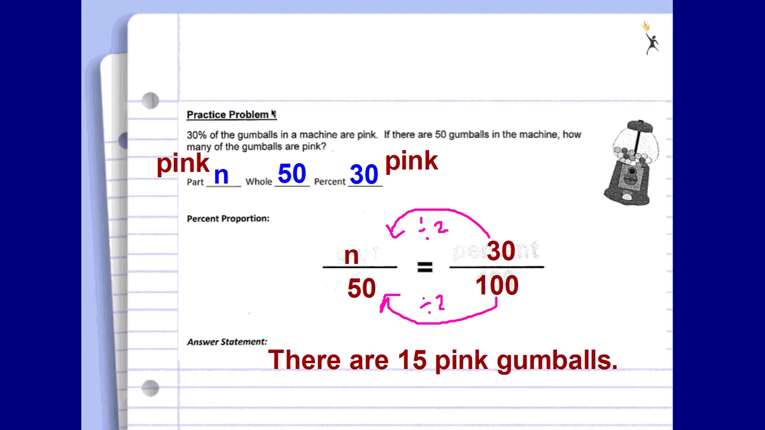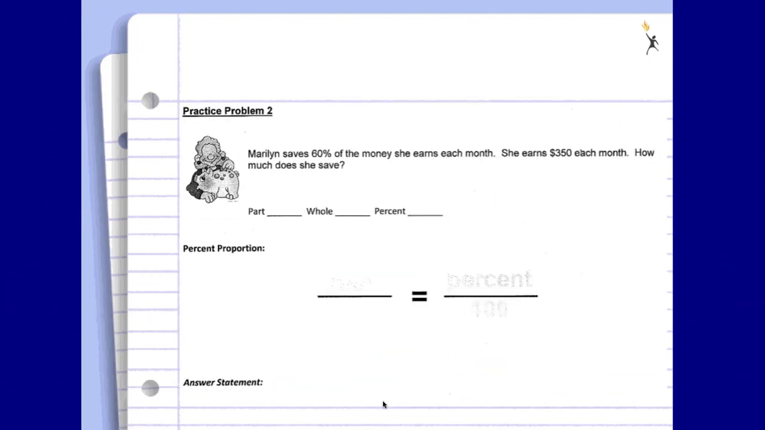Make sure you're doing all of these problems in your notes. You need to pause the video when needed so that you get everything written down. Okay, practice problem number 2. Marilyn saves 60% of the money she earns each month. She earns $350 each month. How much does she save?